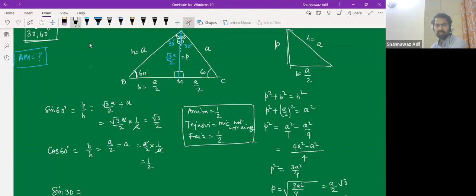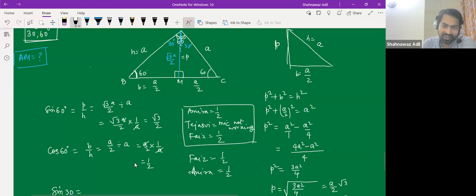Yes, everyone, sine 30 is 1 by 2. Faz got 1 by 2, Amira got 1 by 2. And Tejasvi, is your mic working now? So 1 by 2 itself. Good, good. So yes, absolutely right, everyone.